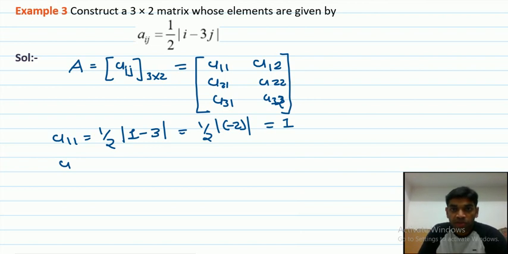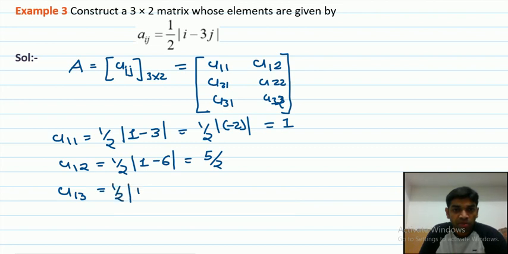Then a12, that is again 1 by 2 mod of i equal to 1 and j equal to 2. Then 3 twos are 6, so it becomes minus 5 by 2, which is plus 5 by 2. a13, 1 by 2, 1 minus 3j with j equal to 3, so 3 threes are 9, so we get 1 minus 9, that is minus 8. Mod of minus 8 will be 8, 8 by 2, that is 4.